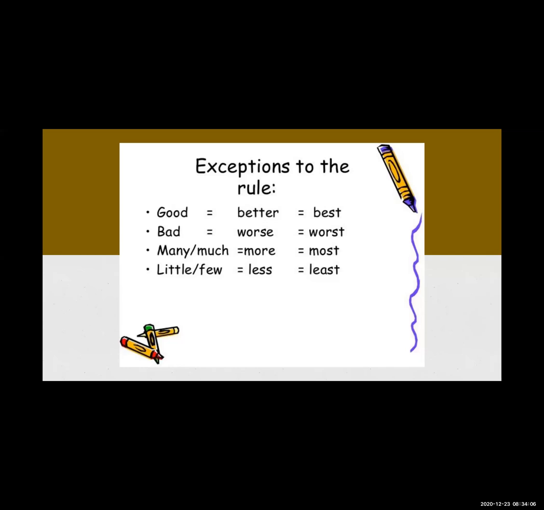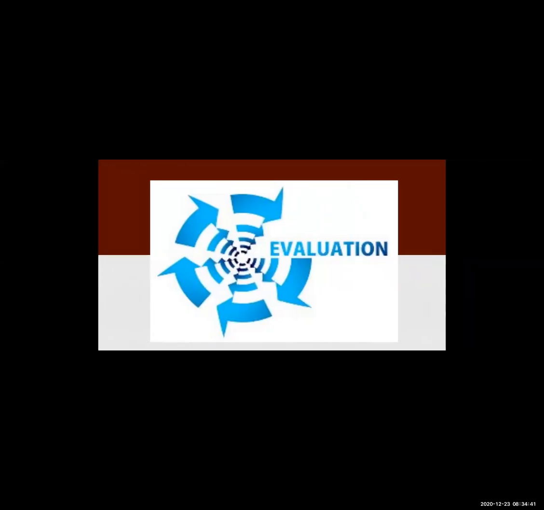So what can you do to remember these exceptions? Good will become better and best, bad will become worse and worst in superlative form. See, the third line denotes superlative, the second line denotes comparative, and the first one is the adjective, used as the positive form. Okay, little will become less or least. Understood? So we'll see an exercise.